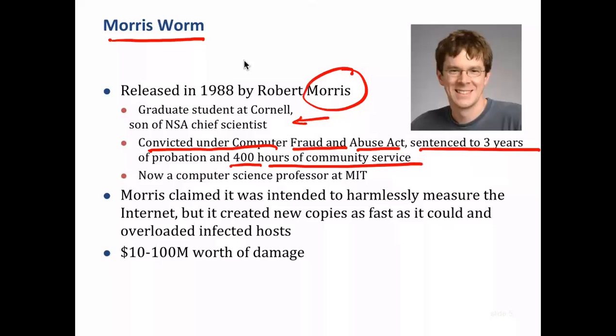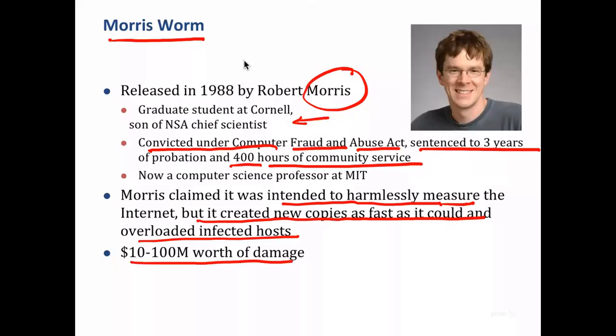He claimed that he intended it to be harmless. Basically, his intention was good, not causing harm to anybody. But it created new copies as fast as it could and overloaded the infected hosts. The amount of damage was 10 to 100 million. Obviously, if you are running a company and a worm infects your whole organization, you have to shut it down, and you have losses. For the one who has losses, it is a criminal activity.